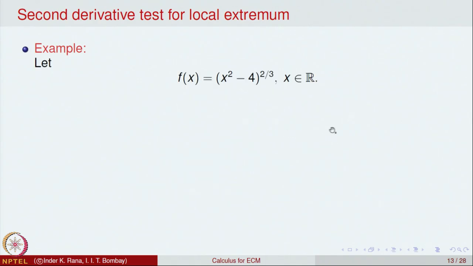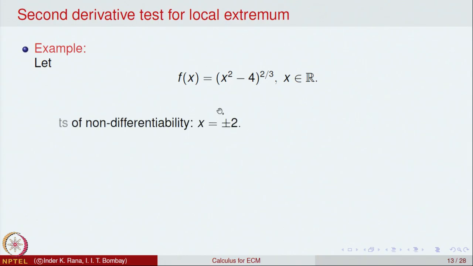Let us look at this example: f of x is equal to (x square minus 4) raised to power 2 by 3 for x belonging to the real line. So, this is a function which is defined for all points x belonging to the real line. Now, to analyze, the first thing is to look at the domain, which is the whole of the real line. So, there are no endpoints of intervals and such things, so the first category of points is not required. The second is to look at the points where the function is not differentiable. Are there any such points?